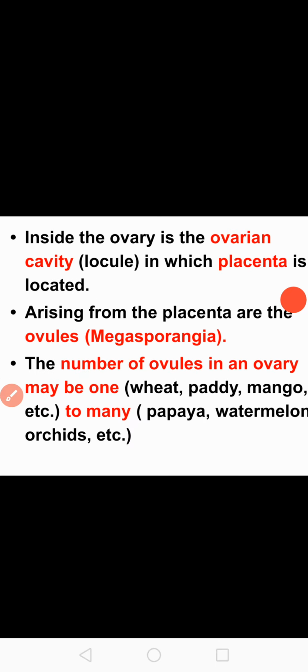Now, inside the ovary there is an ovarian cavity, and that cavity is called the locule, in which the placenta is located. Arising from the placenta are the ovules, and these ovules are also called megasporangia. So megasporangia is plural, megasporangium is singular. Now the number of ovules in an ovary may be 1 to many.